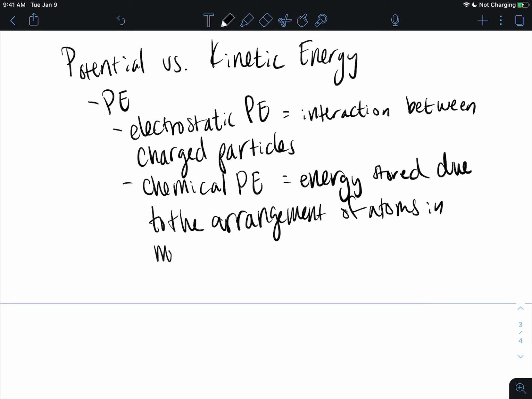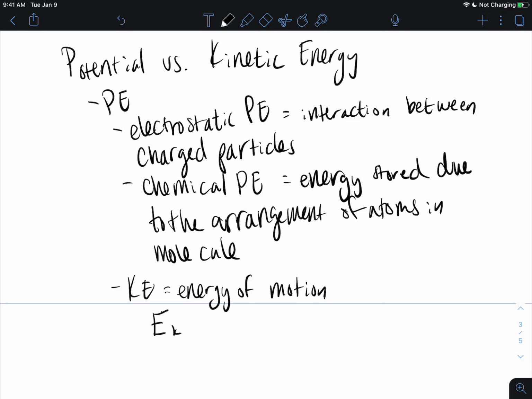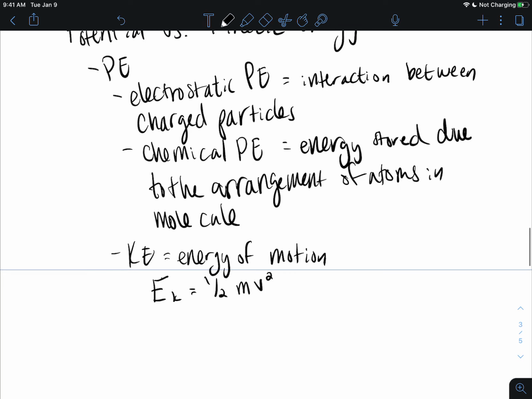When we think about eating food, that's kind of taking that chemical potential energy and converting that into kinetic energy. And lastly, our kinetic energy, or KE, our movement energy, or energy of motion. That's going to have the following equation. Kinetic energy is equal to 1/2 mass times velocity squared. So it depends on the mass, and it depends on the velocity.